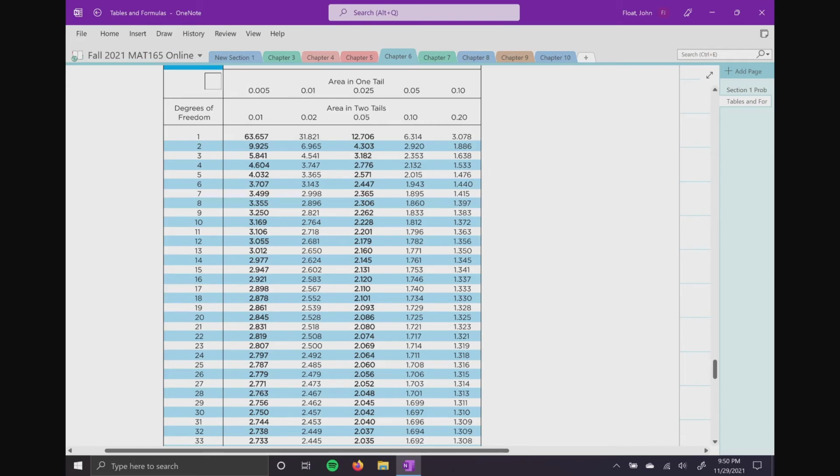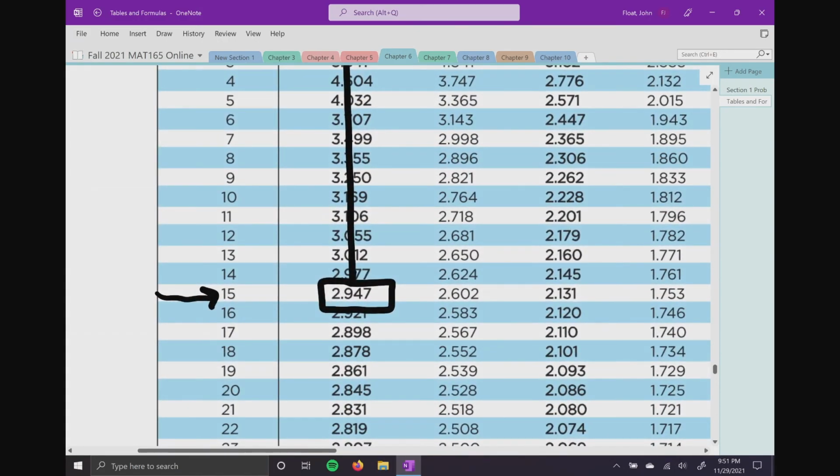So our degrees of freedom equals 15, because remember, n minus 1, we had 16 samples, minus 1 equals 15. So here's our row. And we have area in 2 tails with 0.01. So we come straight down, and right here is our t alpha over 2 number. Sorry for the really fat marker. I didn't change it. But we have 2.947. So let's go back into our notes.